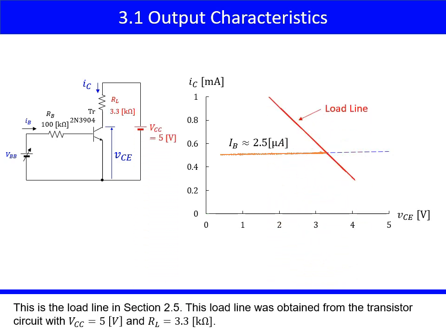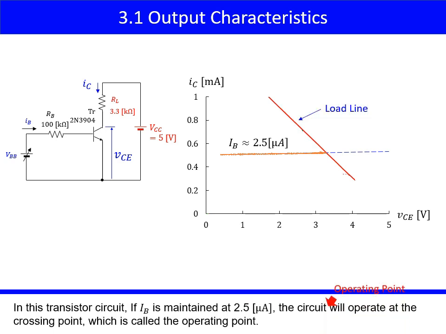This is the load line in section 2.5. This load line was obtained from the transistor circuit with VCC equaled 5 volts and RL equaled 3.3 kilo ohms. In this transistor circuit, if IB is maintained at 2.5 microamps, the circuit will operate at the crossing point, which is called the operating point.